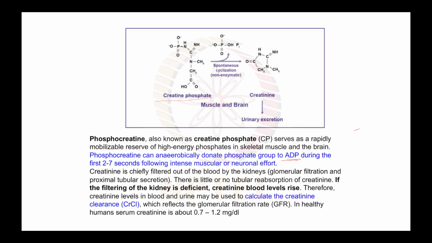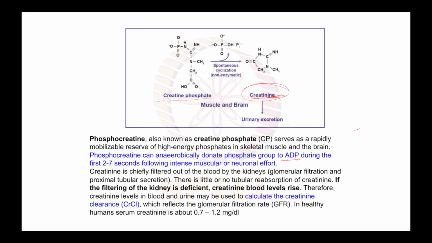Here you can see creatine phosphate. It is again a spontaneous cyclization. It makes creatinine, and this creatinine goes to the blood, and is filtered out by the body. So creatinine is chiefly filtered out of the blood by the kidneys, by glomerular filtration and proximal tubular secretion. Okay, there is little or no tubular reabsorption of the creatinine.